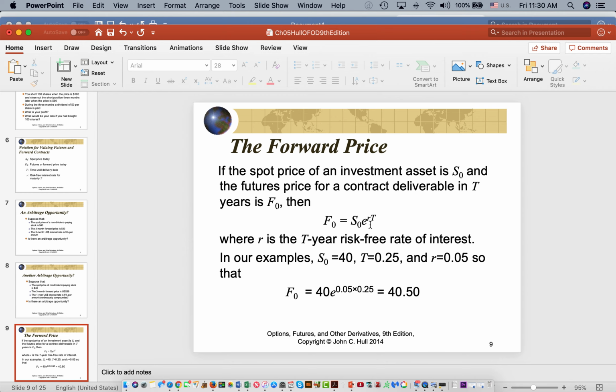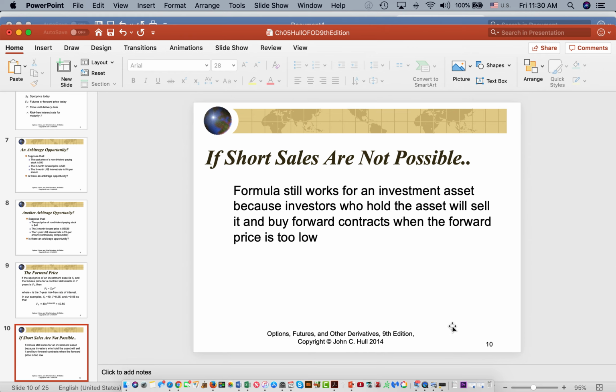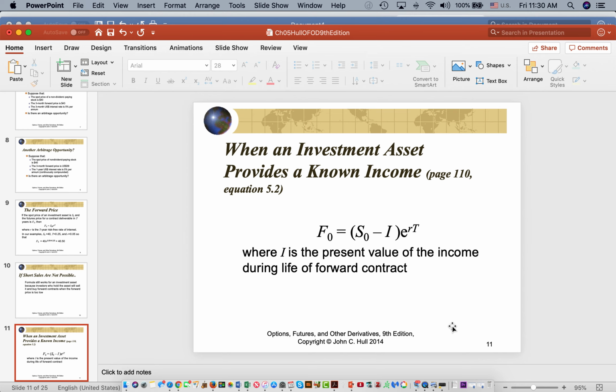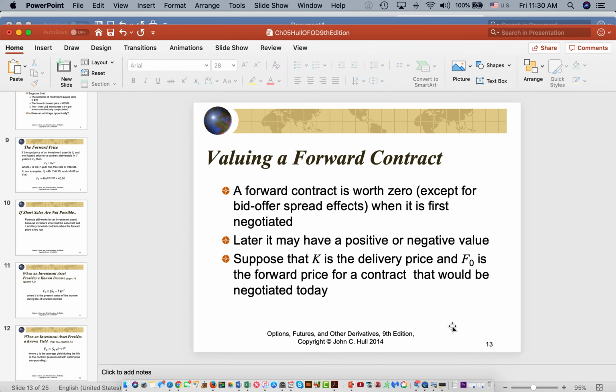If the right hand side is greater than the left hand side, that means if the spot market is greater than the forward or futures market alternative, then you go long forward or futures and short the stock, and arbitrage opportunities will be found that way.